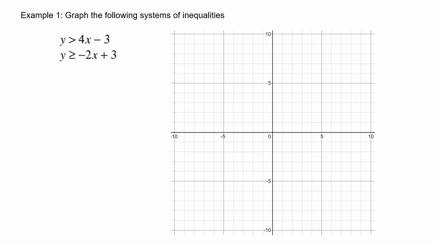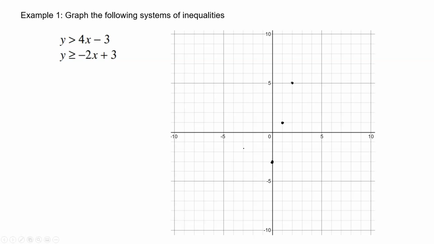So the next step is graph the lines. I'm going to graph these one at a time. So starting with this first one here, y-intercept of -3, 1, 2, 3. I want you to graph these along with me in your notes. And then slope of 4, so rise 4, 1, 2, 3, 4, run 1. And I'm going to keep doing that.